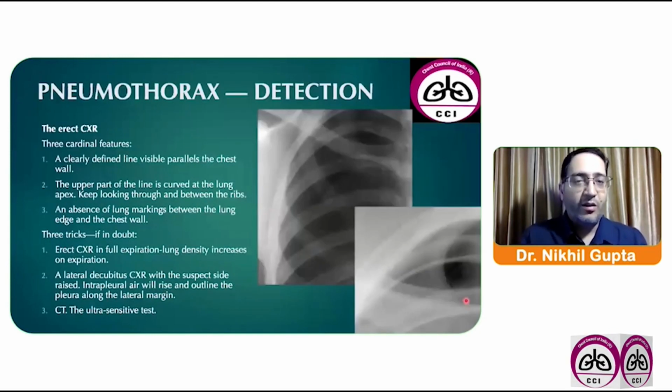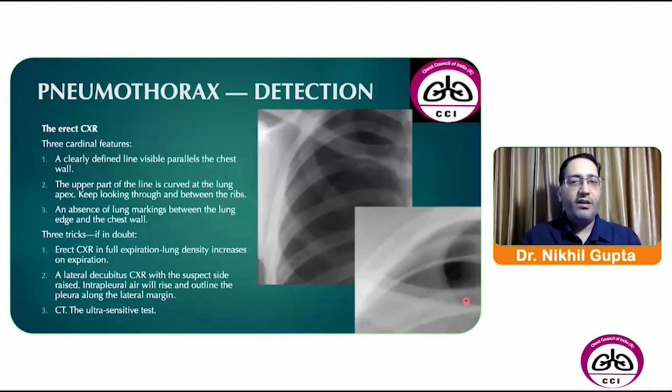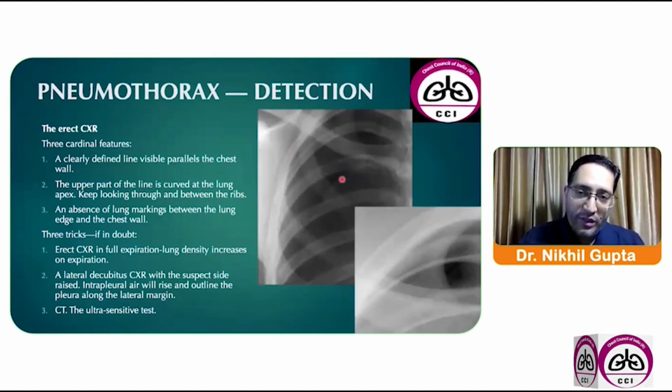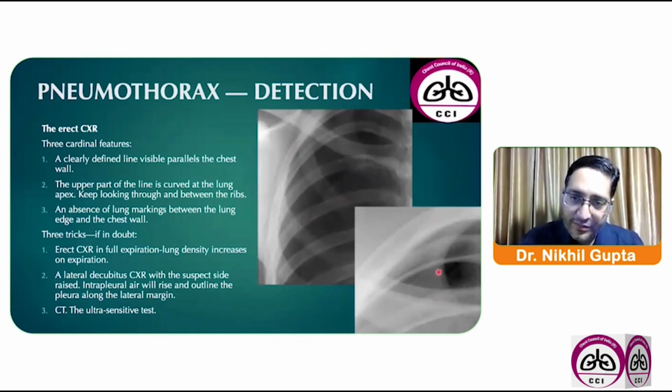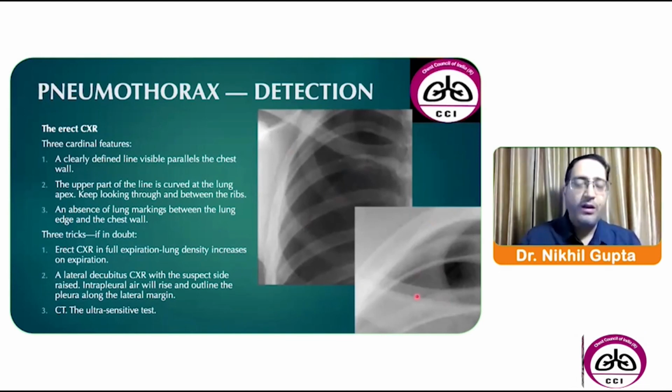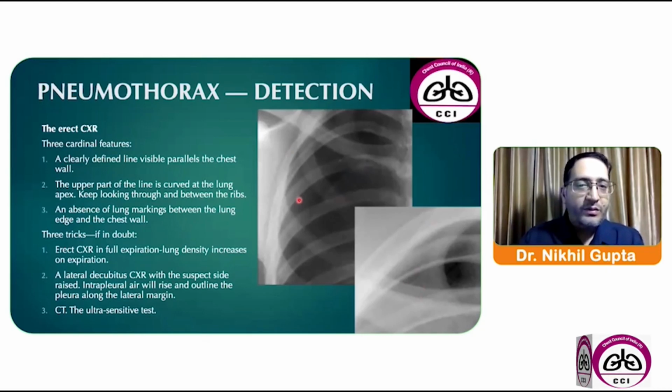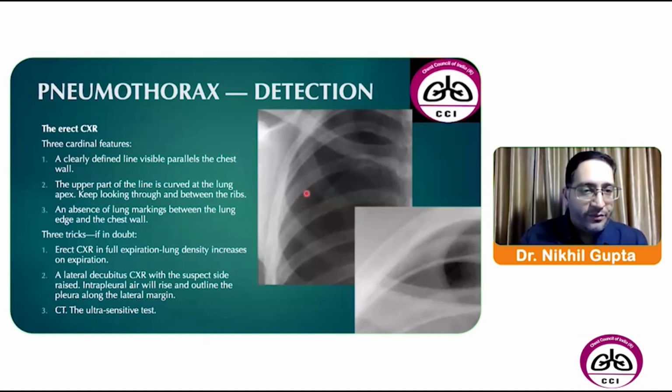Coming to pneumothorax. On erect X-ray, 3 cardinal features are there. A clearly defined line visible parallels the chest wall, as seen here. The upper part of the line is curved at the lung apex, and also keep looking between the ribs, as seen in this image. This is a small pneumothorax. Coming to erect, an absence of lung markings between the lung edge and chest wall is confirmatory.